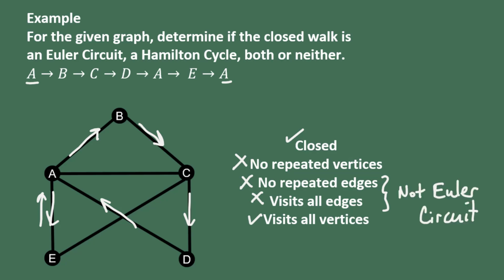Is it a Hamilton circuit? Well, for Hamilton circuits, the vertices are our focus. It does visit all of the vertices, but it repeats them. It can only visit each vertex once. Because it has repeated vertices, it's also not a Hamilton circuit. So it's actually neither.